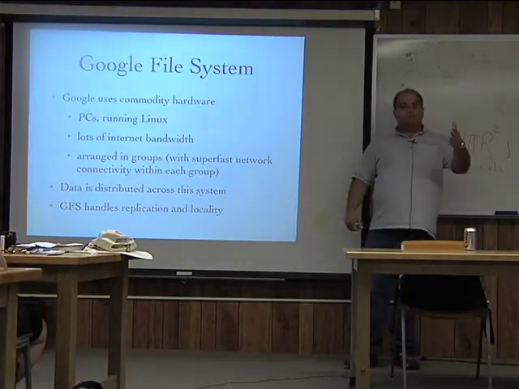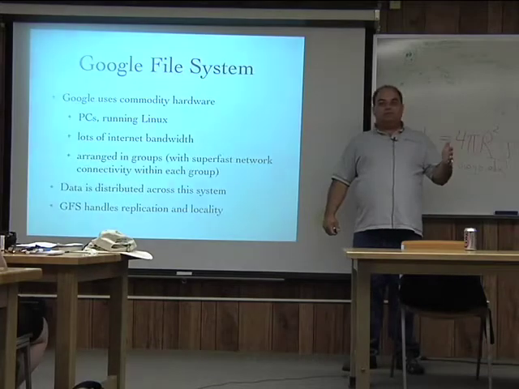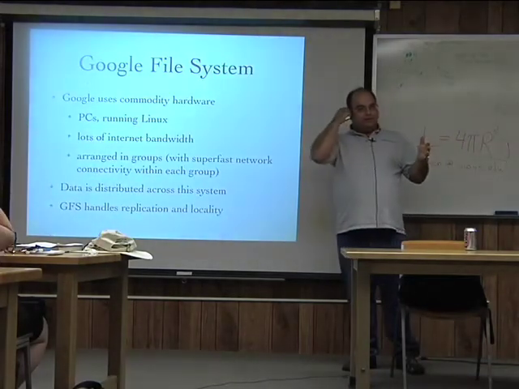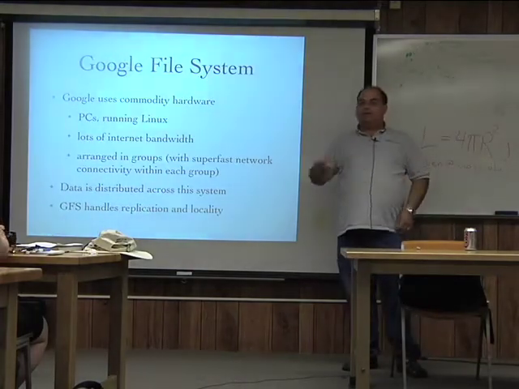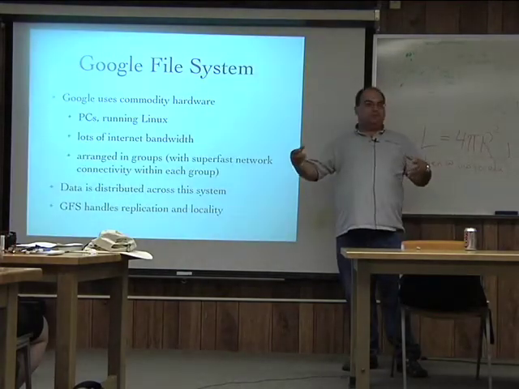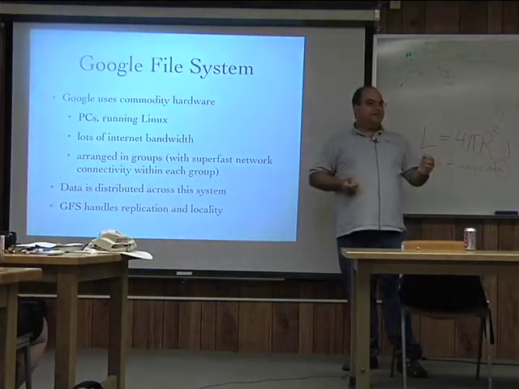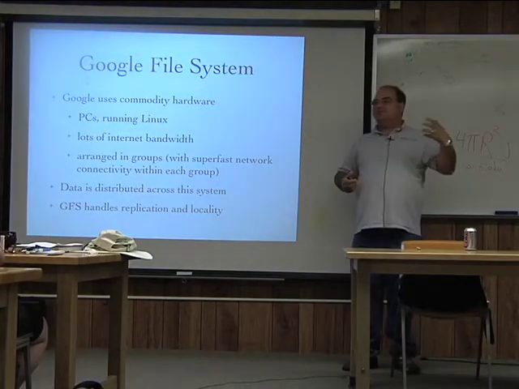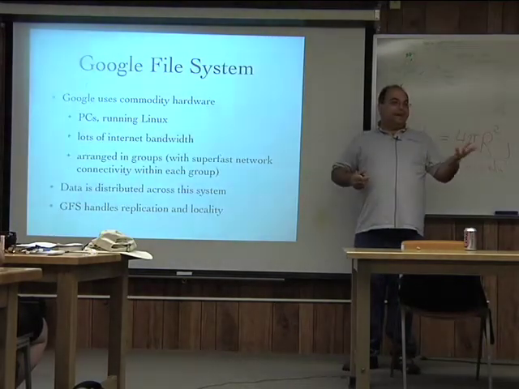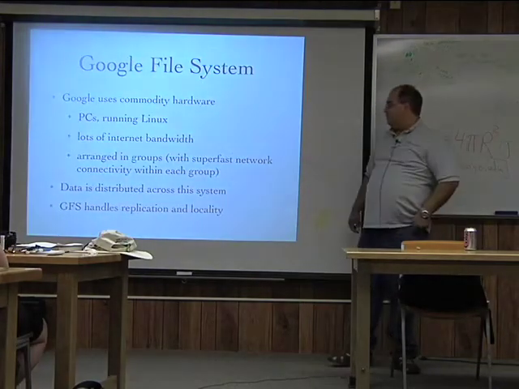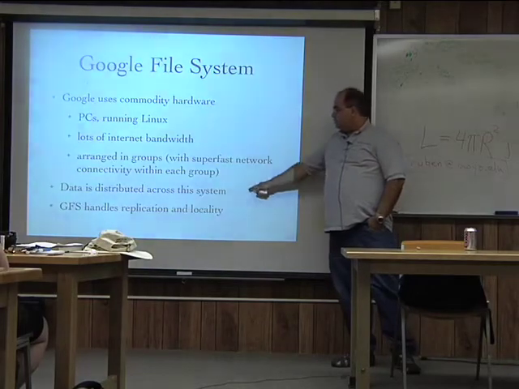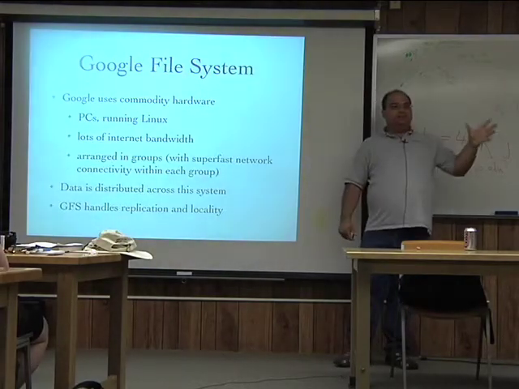They arrange them in groups. And the reason for arranging them in groups is that even if you have really fast internet connectivity, it's simply faster for machines to talk to each other if they're physically located nearby. So all of the machines in this room might be in a group, and they go to like 80 machines in a group. And then you have another set of machines over there and another set of machines over there. And the data is distributed across that system.